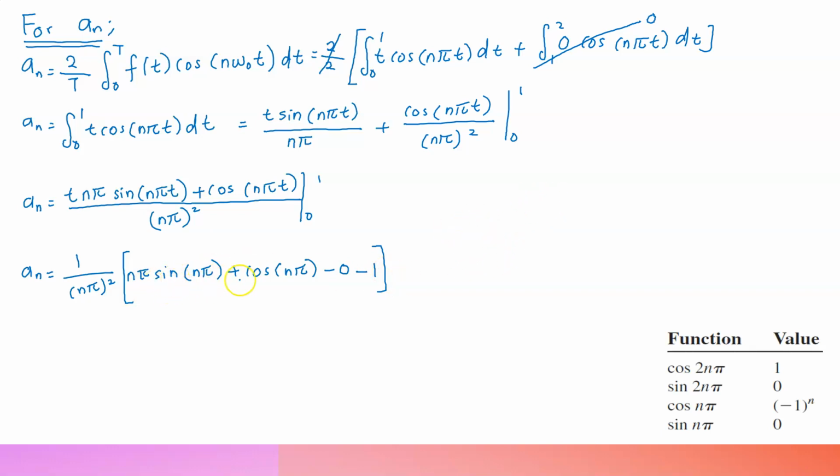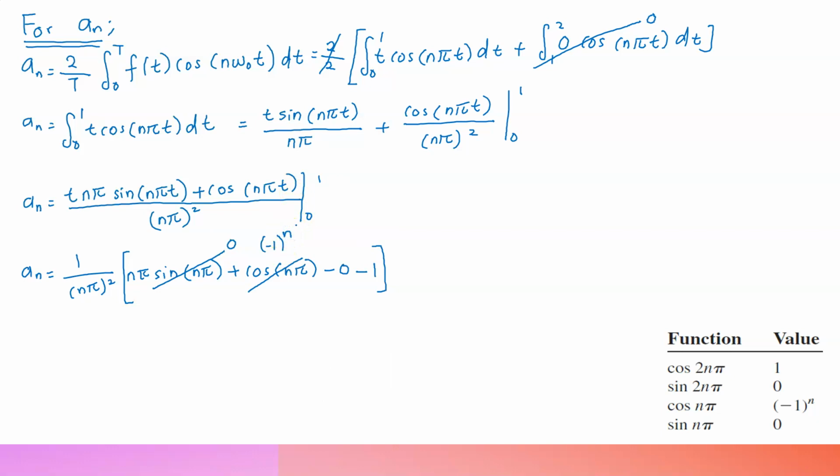Okay, now when you arrive here, you wanted to refer to the table on the value of sine n pi and cos n pi. This table will be given in your exam. Okay, so for sine n pi, the value is 0. So the whole thing here will become 0. Cos n pi, the value is minus 1 to the power of n.